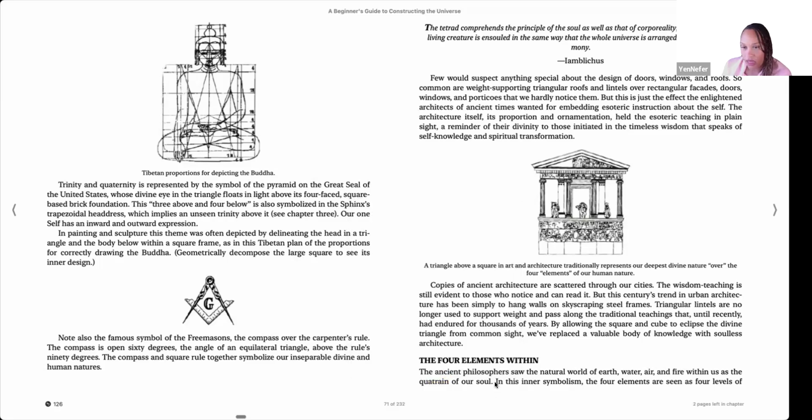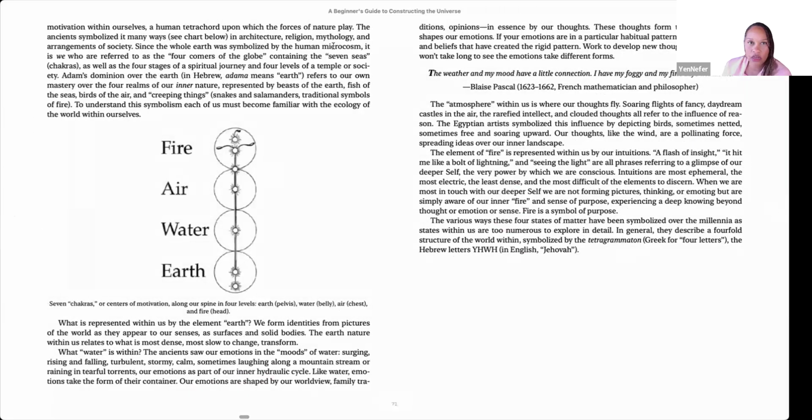In this inner symbolism, the four elements are seen as four levels of motivation within ourselves, a human tetrachord upon which the forces of nature play. The ancients symbolized it in many ways, in architecture, religion, mythology, and arrangements of society. Since the whole earth was symbolized by the human microcosm, it is we who are referred to as the four corners of the globe, containing the 7 C's, which are the chakras, as well as the 4 stages of spiritual journey and 4 levels of a temple or society.